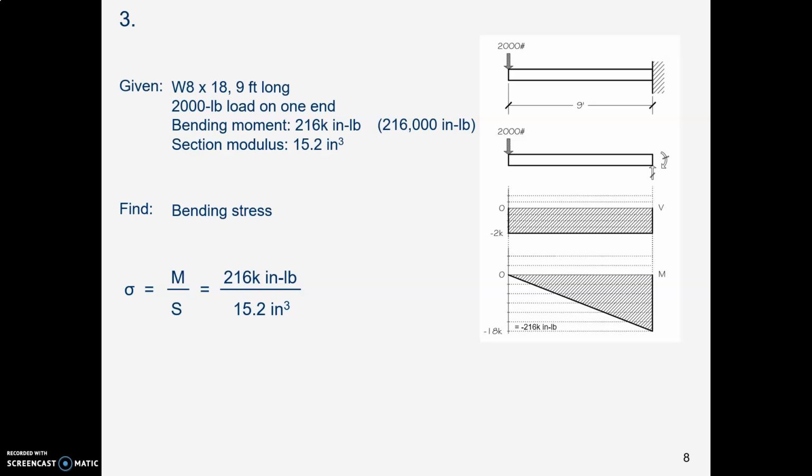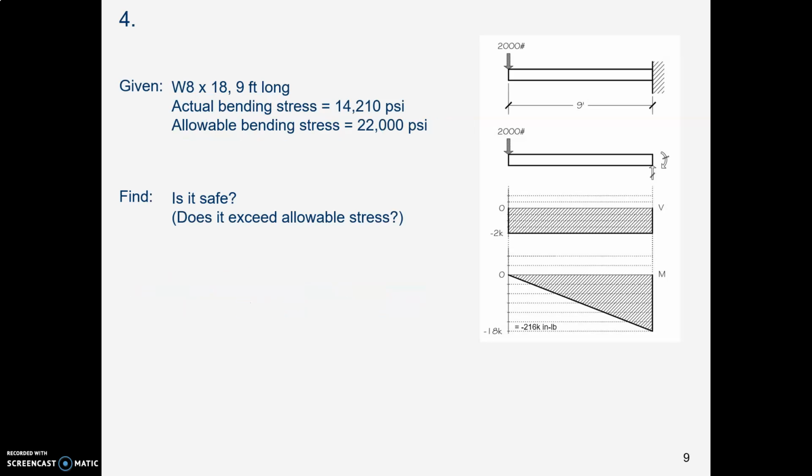216,000 divided by 15.2. Let's do our unit analysis, canceling out the inches, and we're left with pounds per square inch, and you'll get some stress number there in PSI. And that stress number turned out to be approximately 14,210. It was actually 14,210.526 PSI.